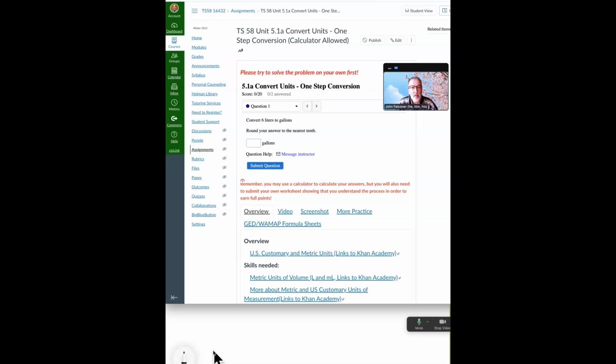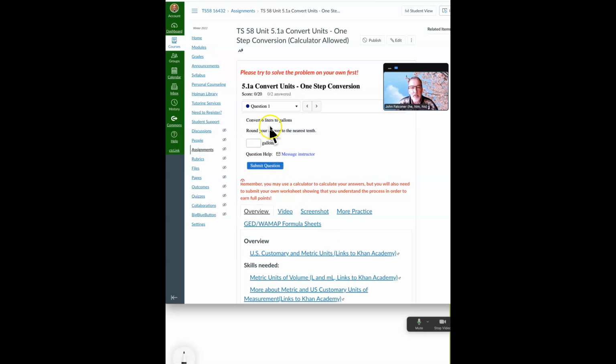And for all of the problems in Unit 5, you may use a calculator, but you'll still have to show your work on a sheet of paper. So you're going to have to show how you set up the problem to get your answer. All right, let's take a look at this first question.